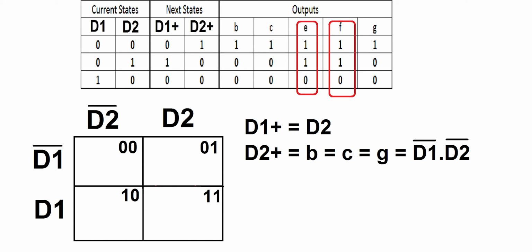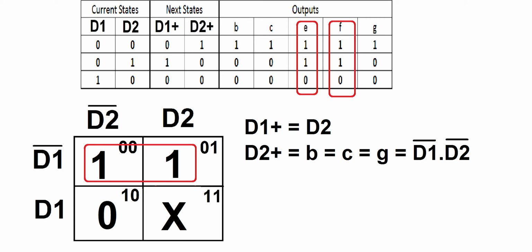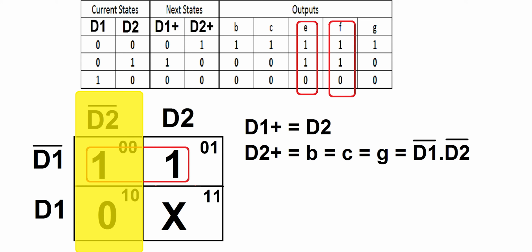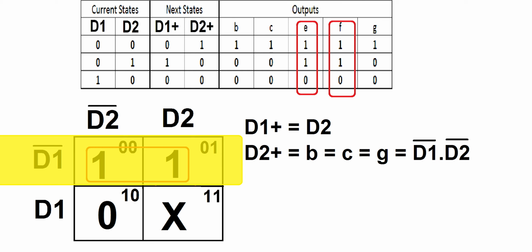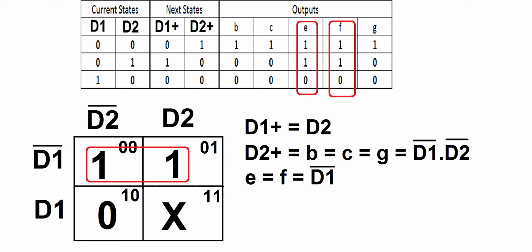For E and F, we have this map, and we can group these two ones. Remember, we don't have to group the don't care. We can see that D2 and not D2 cancel and we are only left with not D1. The equation would be E equals F equals not D1.